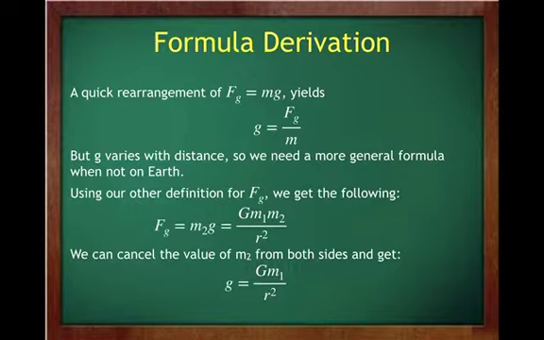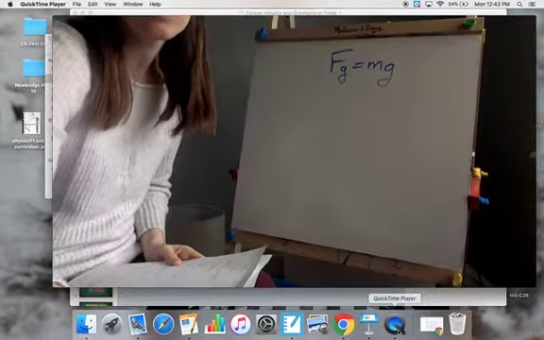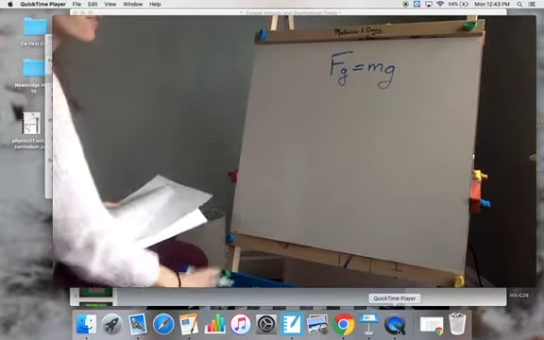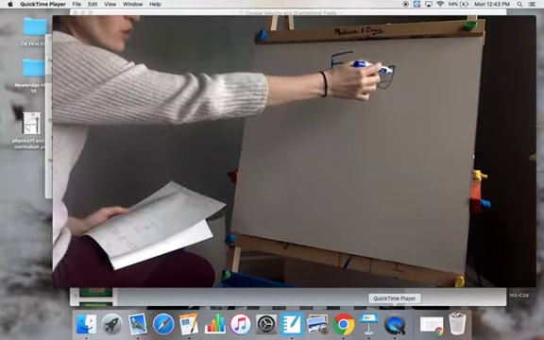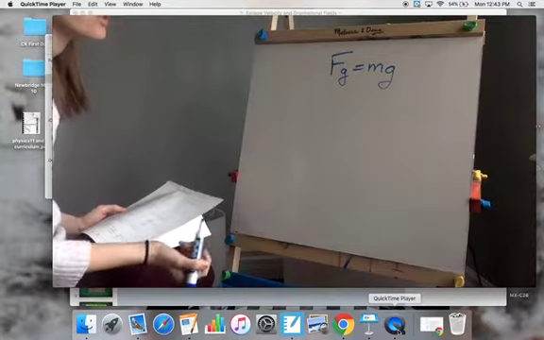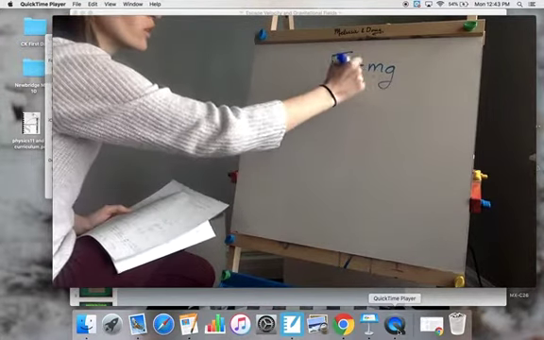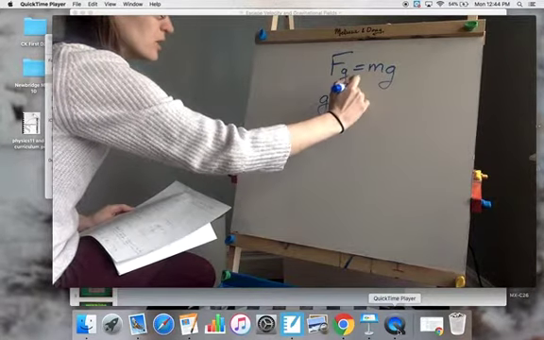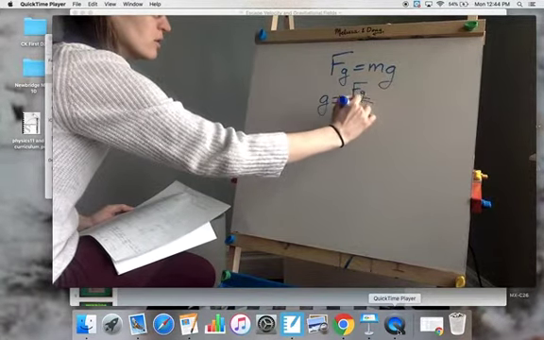So if we look at that first starting formula, where Fg is equal to mg, we'll do this one on the board. This is what we know. If we're trying to define that value of g, we're trying to figure out what else we can get it as, if we're not going to use it as a constant. So we just rearrange this formula. We can divide both sides by m, and we get that g is equal to Fg divided by m.